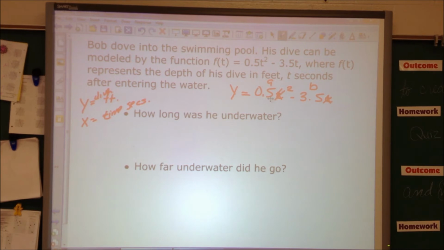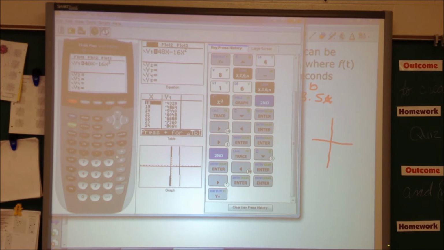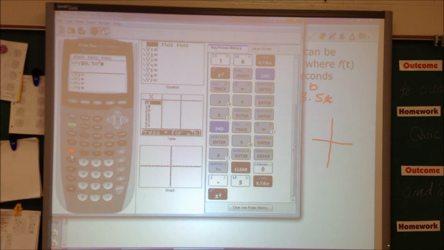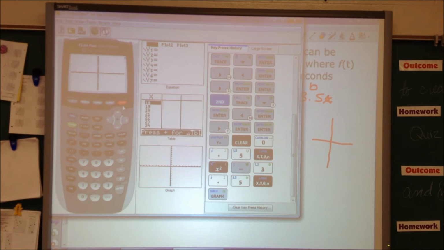So looking at my a, it's positive, which tells me that this quadratic, which is a function, is going to open up. So I'm going to go down to my calculator, go to my y equals, clear this out, and type in 0.5x squared minus 3.5x, and I'm going to graph it first to see what it looks like.